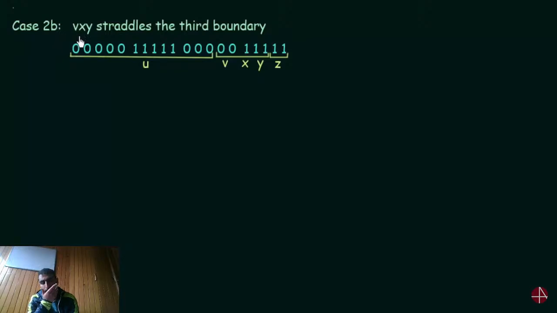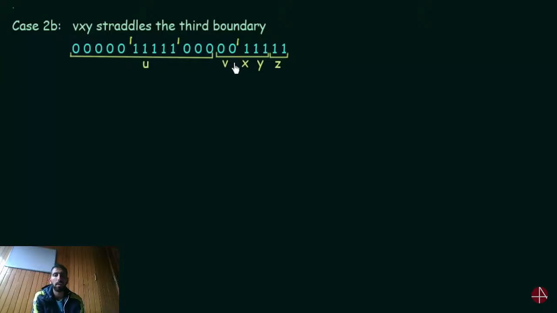And it says that the part Vxy straddles the third boundary. Now let's see what our boundaries are. Here 0 ends, this is one boundary, 1 ends here, this is another boundary, and this 0 ends here, this is another boundary. So this is my first, second, third, this is the third boundary, and we see that the part Vxy straddles the third boundary. That means it lies on either side of the third boundary.